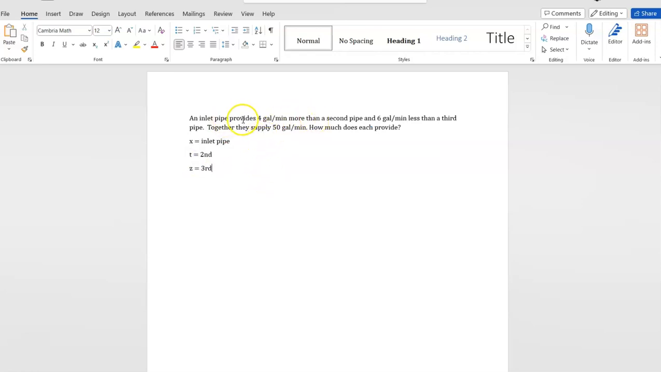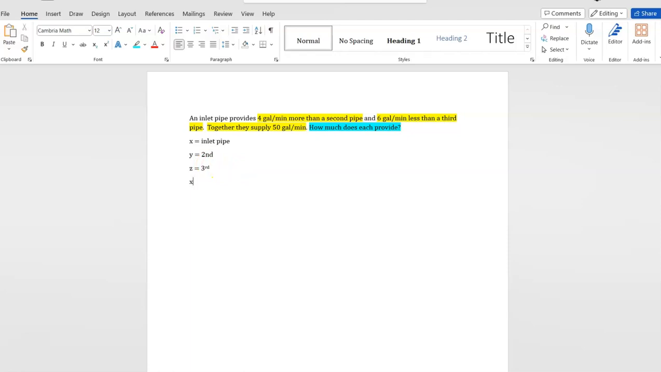So when I look at this, I can see this inlet pipe provides 4 more than a second pipe and 6 less than a third. And together they supply 50 gallons a minute. This is my information. And then this here is what I want to find out. How much does each provide? I want to know what each of these equals. That's also why I've got this written up here.